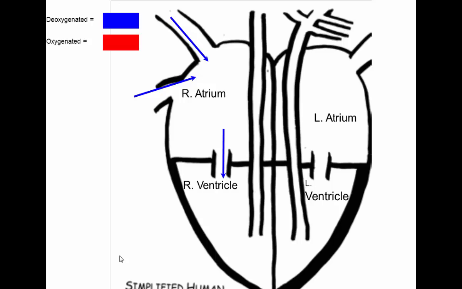So it goes through this one-way valve into the right ventricle. Then it gets pumped up through this tube. Where is this blood headed? The lungs. To the lungs.